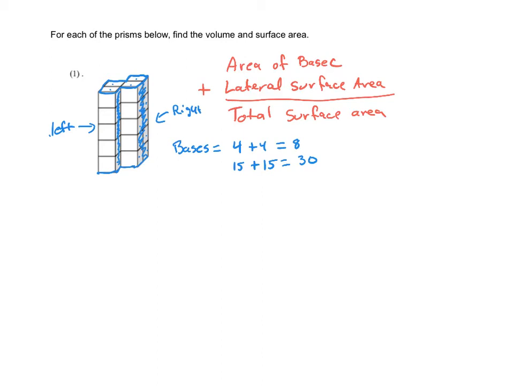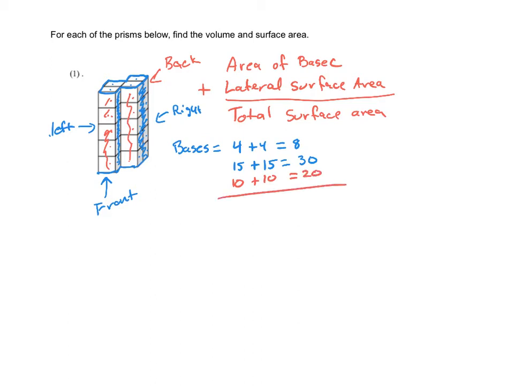Now, we also have the front, that is this part right here. And then we also have the back, that is the same as the front. So the front and back are always the same as well. If I count those, it would be 1, 2, 3, 4, 5, 6, 7, 8, 9, 10. So there's 10 in front and 10 in the back, and that will give me a total of 20.